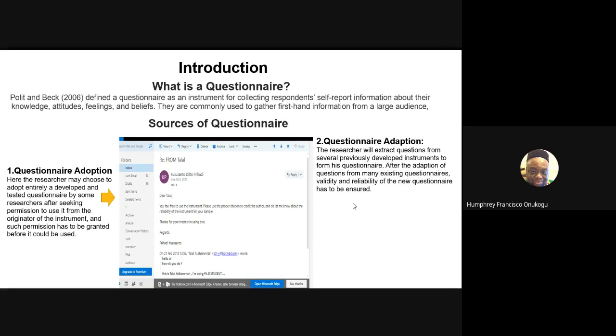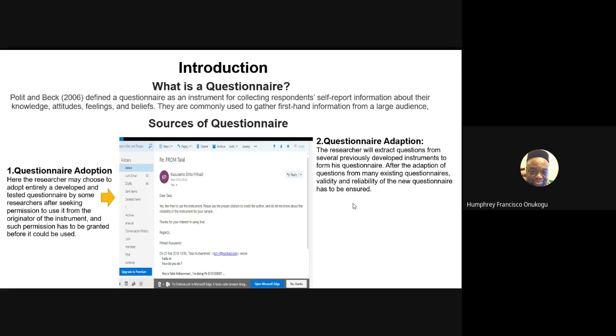Another source of questionnaire is adaptation. In adaptation, the researcher will extract questions from several previously developed instruments to form his own questionnaire. We need to understand the difference here. Adoption, you are taking the complete questionnaire that has been used and tested. Adaptation, you are taking elements, parts, pieces of information. You are adapting, you are not taking the whole.